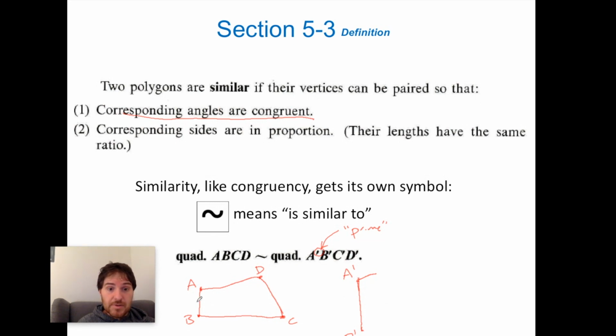So say if this was length 1, this is 1.5, okay? If this were length 3, then I've got to go 4.5 this way, right? Because 3 times 1.5 is 4.5. So I'll go a little further here, right? Length 4.5. Here's C prime.